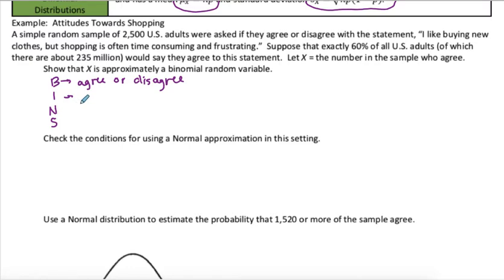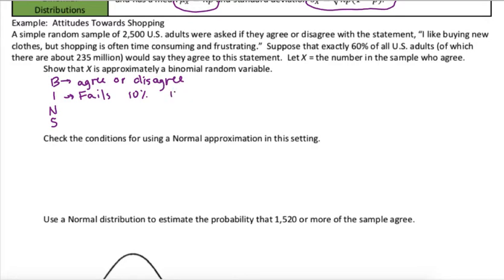Independent? Okay, well, once they asked one, they really just moved on. They're not going to be asking that person again. So this fails, because they're not replacing the random sample into the population. So this is without replacement. So this would fail. However, we have our 10% rule that allows us to check.